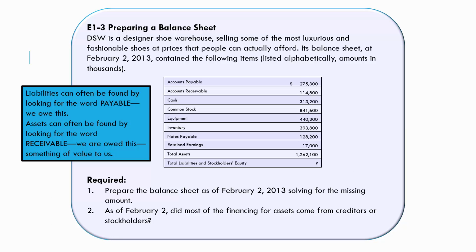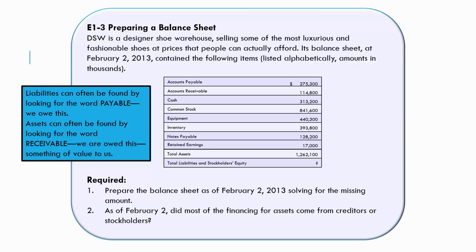So here we have exercise 1-3. DSW is a designer shoe warehouse. I know DSW. It sells some of the most luxurious and fashionable shoes at prices that people can actually afford. Sounds like an advertisement, doesn't it? The balance sheet contained a number of items, and they are listed alphabetically, so they haven't put them into their categories. They haven't put the assets all together or liabilities or equity together.